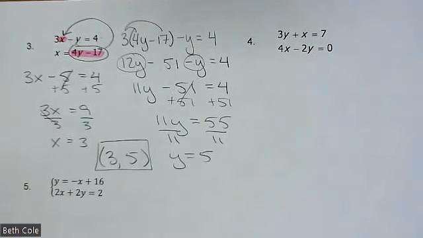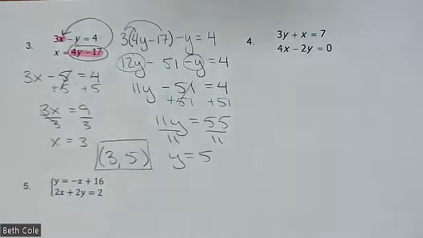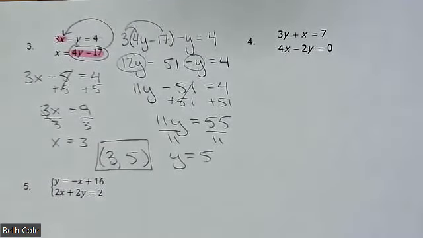No. That means you have to get one of the variables by itself. This one's going to have an extra step. Now you have to look. You need to pick a variable that is already sort of by itself.